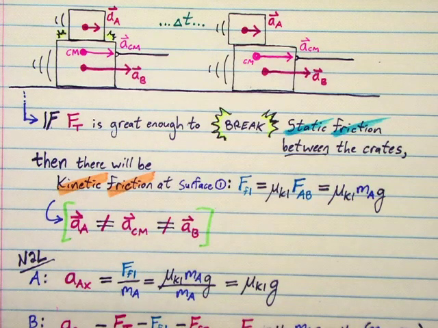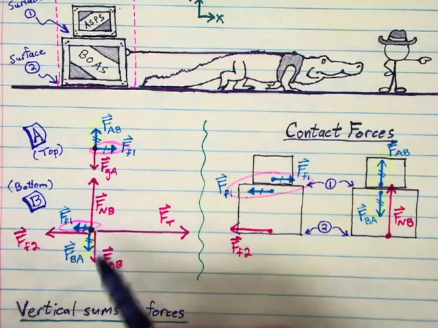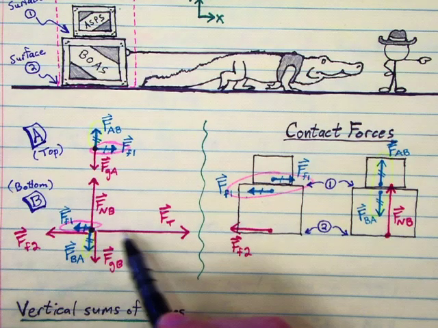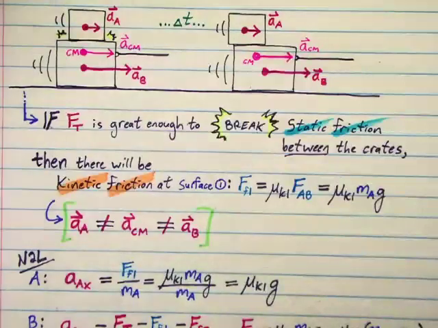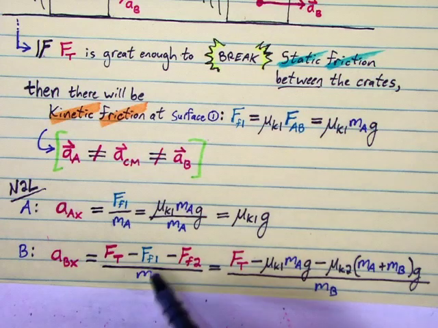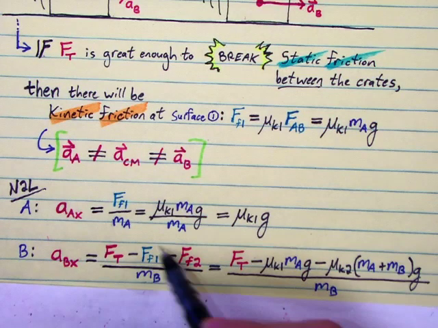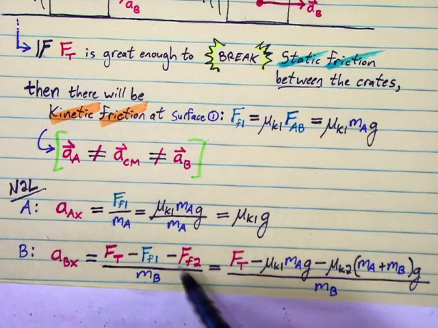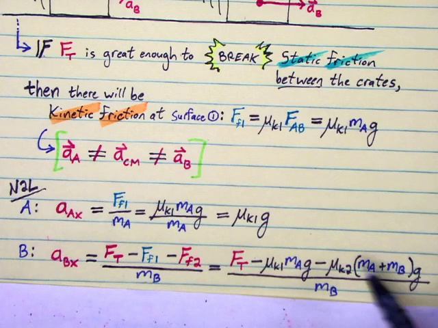Now, Newton's second law for the bottom crate. We can go back to our free body diagram. Now we need to sum all three of these horizontal forces to find the acceleration of the bottom crate. We already have expressions for the force of kinetic friction between the crates, that's this, and the force of kinetic friction between the bottom crate and the ground, that's this.